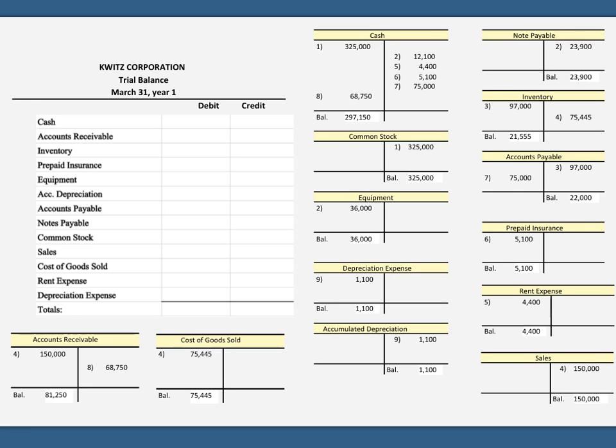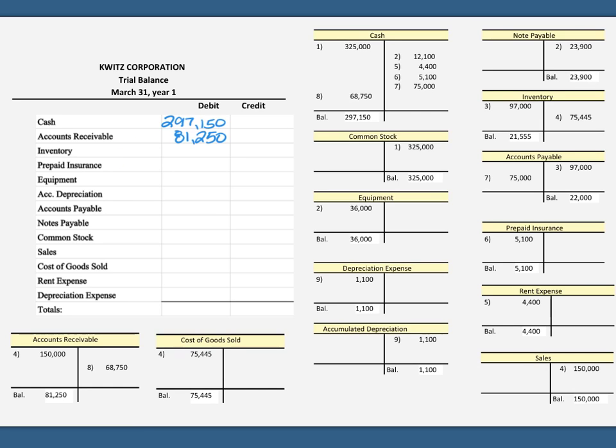So the trial balance is a listing of all the accounts the company has used, and they're listed by assets, then liabilities, equity, and then temporary accounts like sales and expenses. So it's very straightforward. All you're doing is taking the end balance and posting it to the account. So we know cash is a $297,150 debit. So that's what we will post under cash on the trial balance. Accounts receivable, we see we have $81,250 as our final balance. Post it again to debit. So I'll let you finish up the rest of the assets.